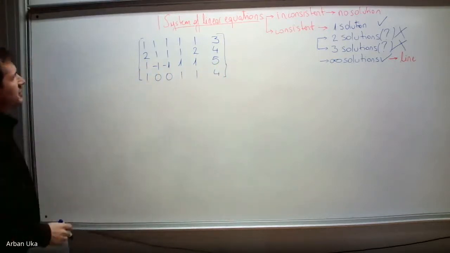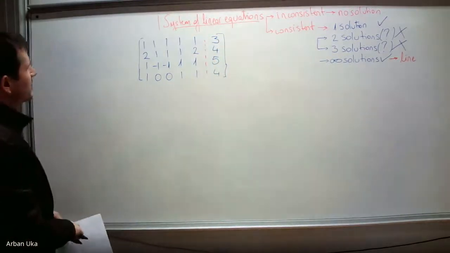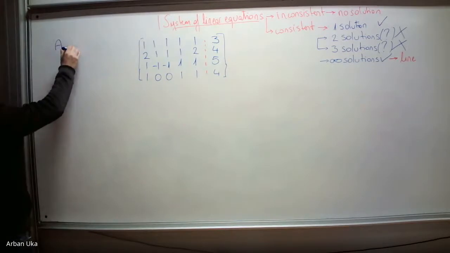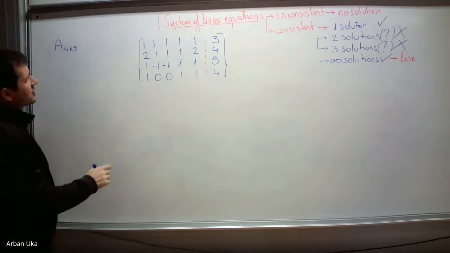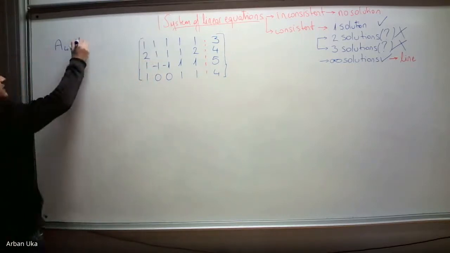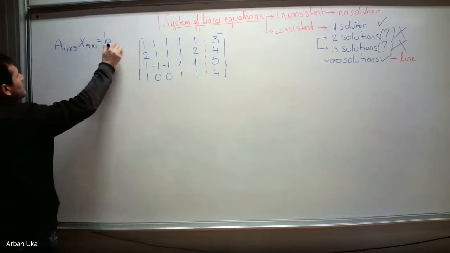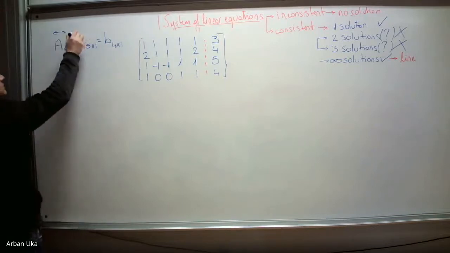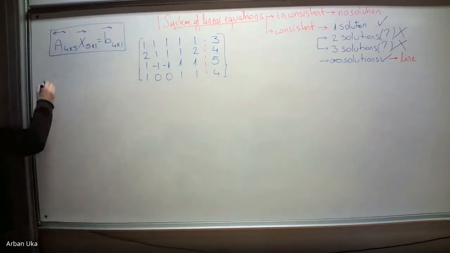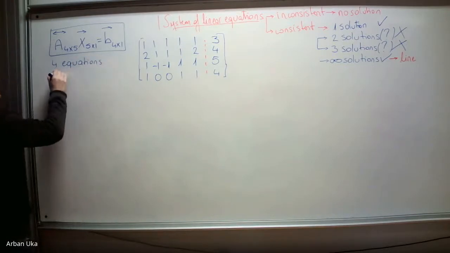Okay, so let's imagine that we have this system, and this is the augmented matrix. The coefficient matrix A is 4 by 5. Because that's what we observe, we have 4 equations, 4 rows, and 5 unknowns. If we multiply this with a vector, which is 5 by 1, we get the vector B, which is 4 by 1. So this is what we see from this system: 4 equations and 5 unknowns.